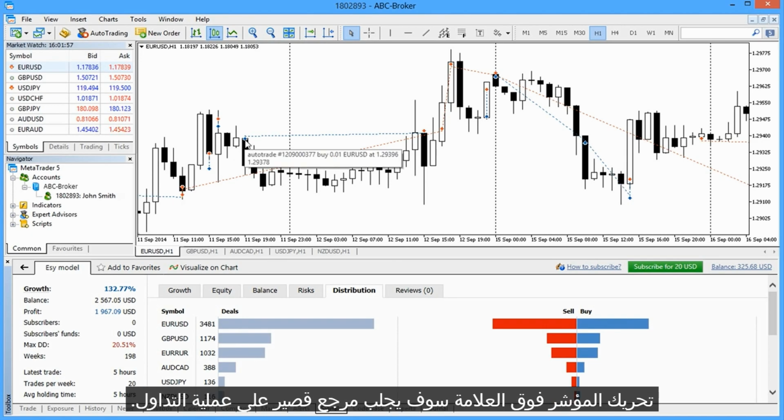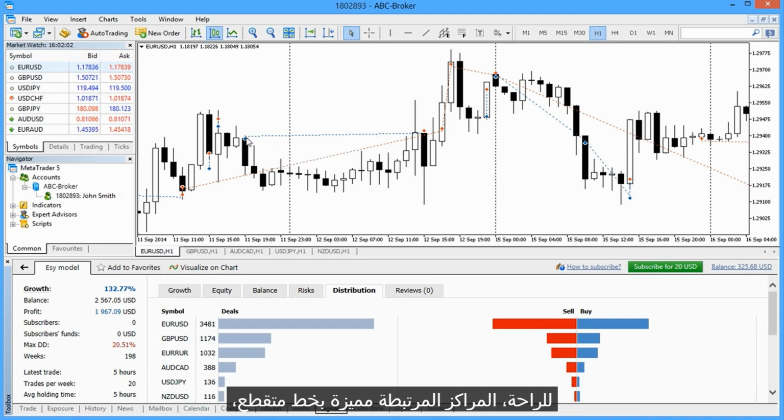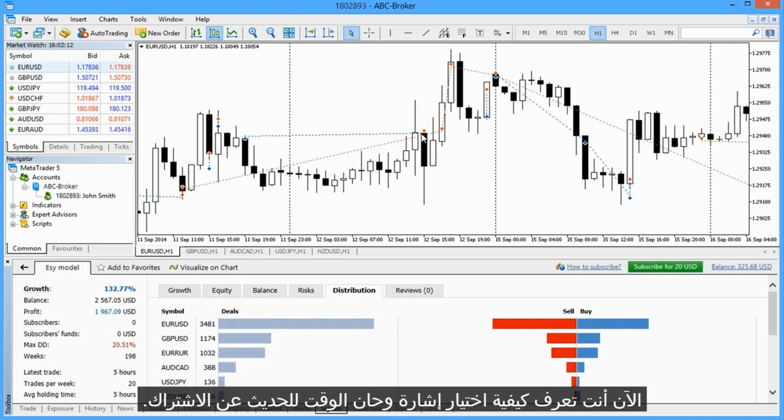Hovering a cursor over the marker will bring a short reference on the trade operation. For convenience, connected positions are marked with a dashed line, which allows evaluating effectiveness of each trade and missed profit. That's all about visualizing a signal on a chart. Now you know how to select a signal, and it's time to talk about the subscription.